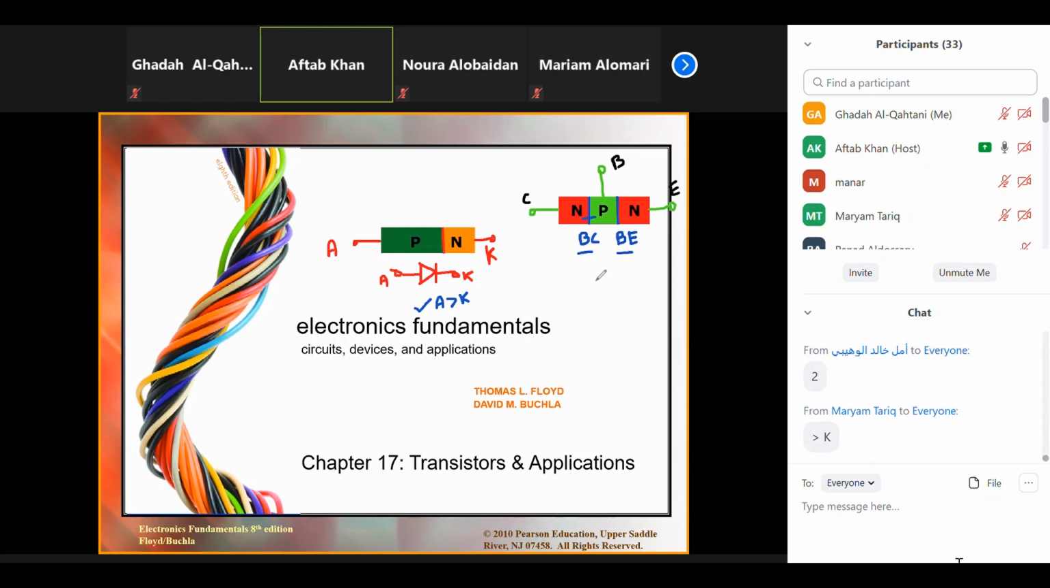So hope you now have a complete idea of what a transistor is and how it is made up. Let's go inside it now, and then we'll understand this in more detail.